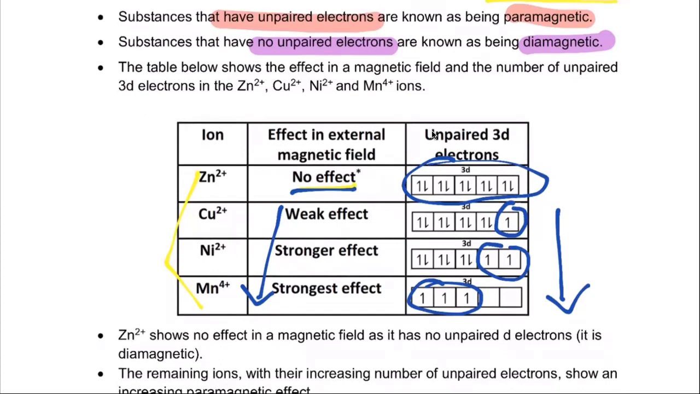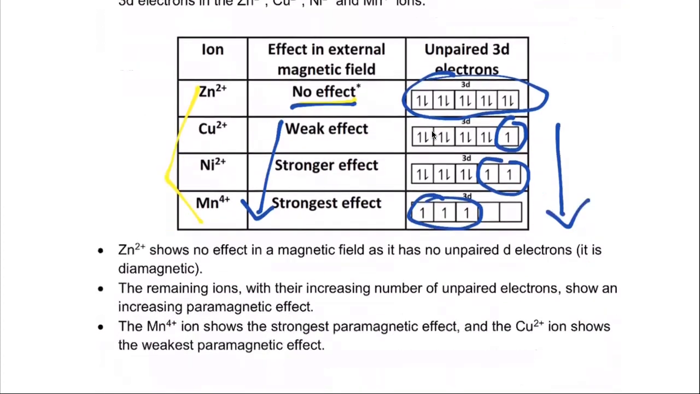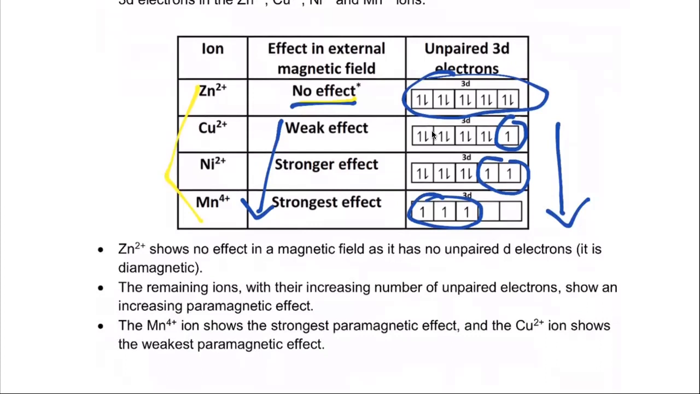And then more specifically, the more unpaired d electrons you have, the more attracted you're going to be to the magnet, or the more affected you're going to be by the magnet. And that's what they show us in the examples on the other videos that you guys already have on Canvas.